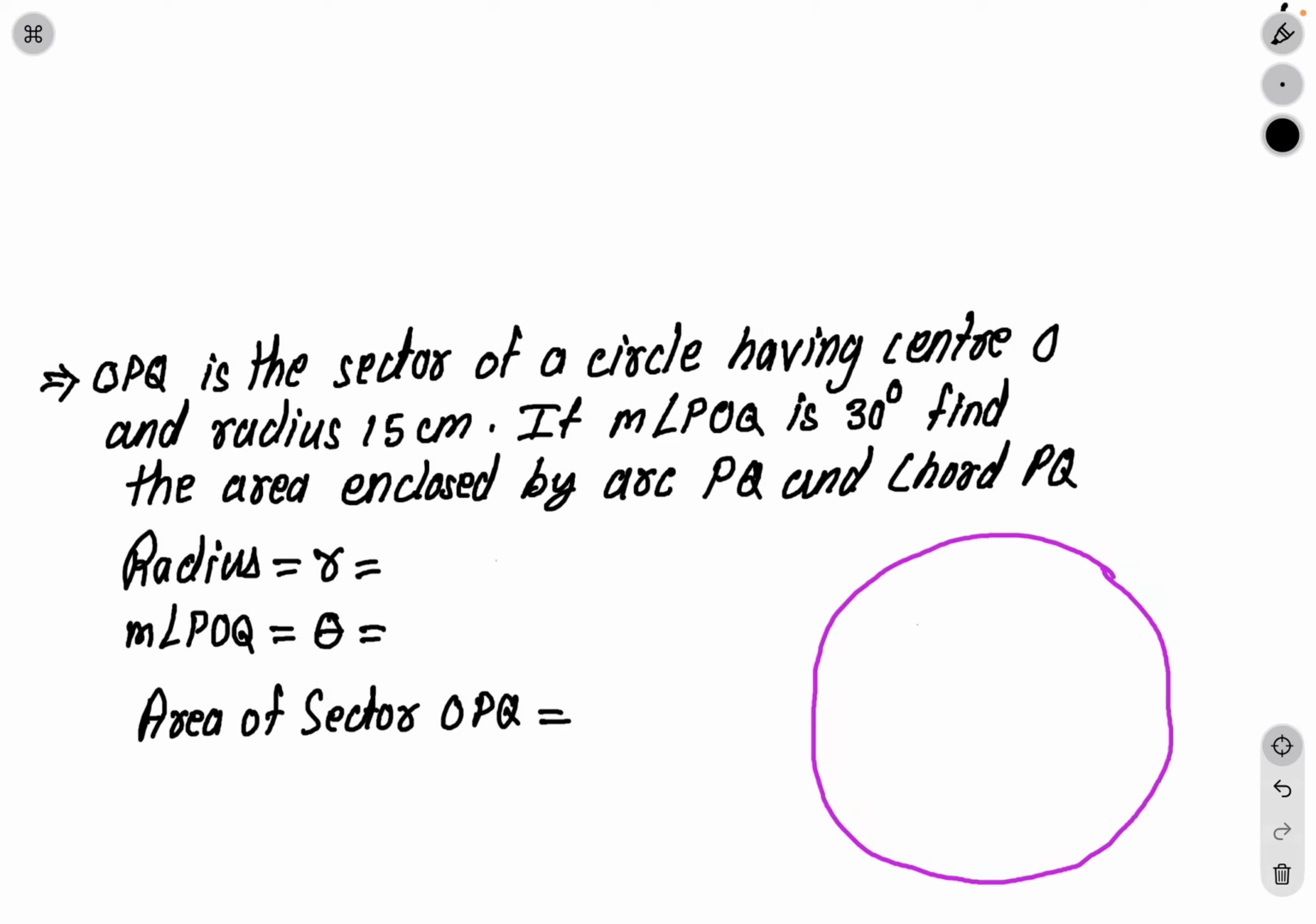OPQ is the sector of a circle having center O. This is center O, and this is our sector OPQ, with radius 15. So this is 15 centimeter. So our radius is 15 centimeter and measure of angle POQ is 30 degrees.